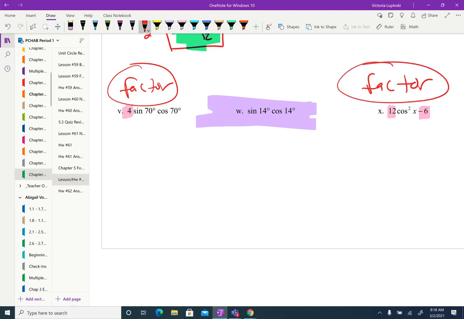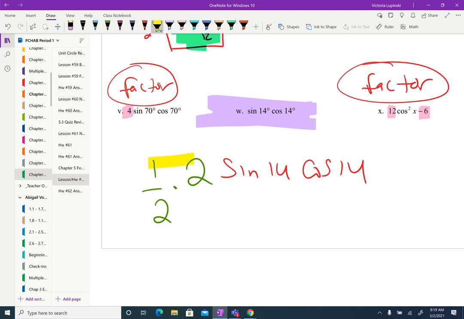The alternative to that is something like W, where you don't have enough. So again, sine of 14, cos of 14, that is not a formula. It would be a formula, though, if there was a 2 out front. You can't, however, just add a 2 because that changes the problem. What you can do, though, is add a half times 2. So notice a half times 2, that's just a 1. So that's legal as long as you have both.